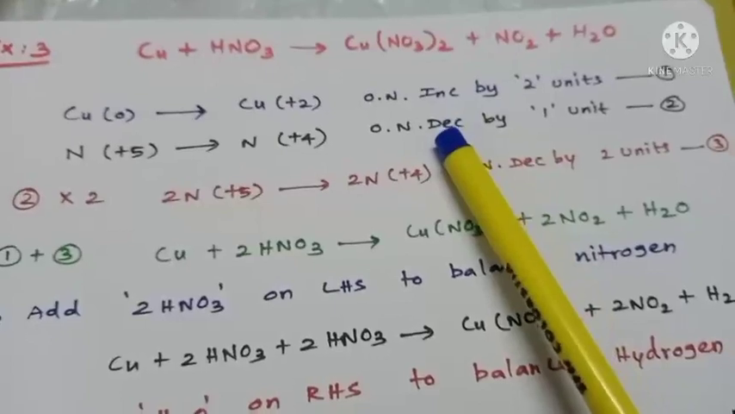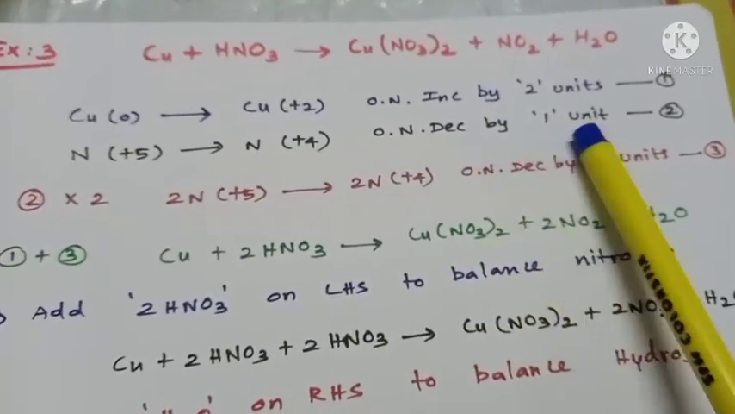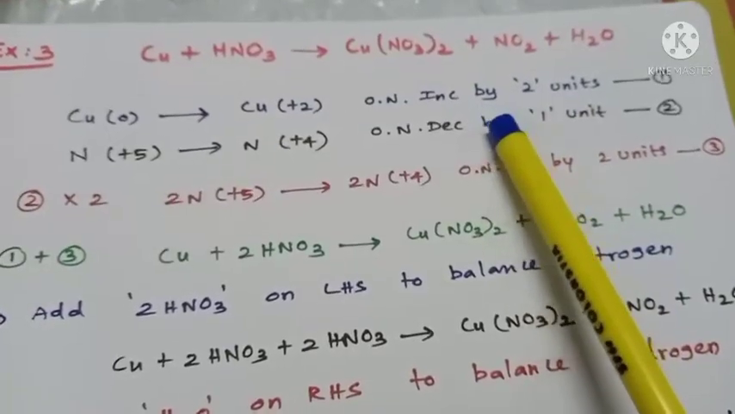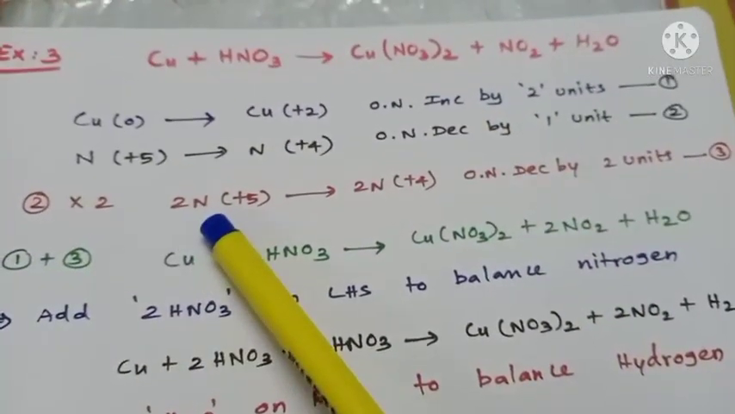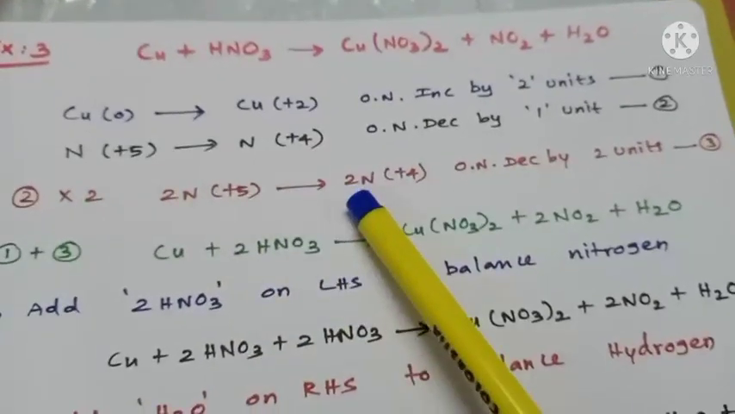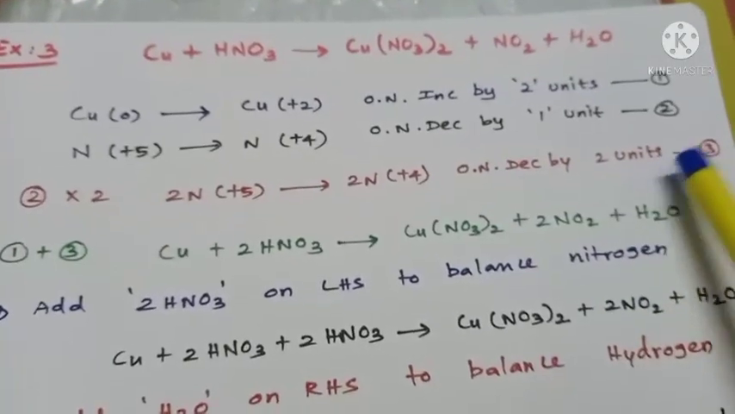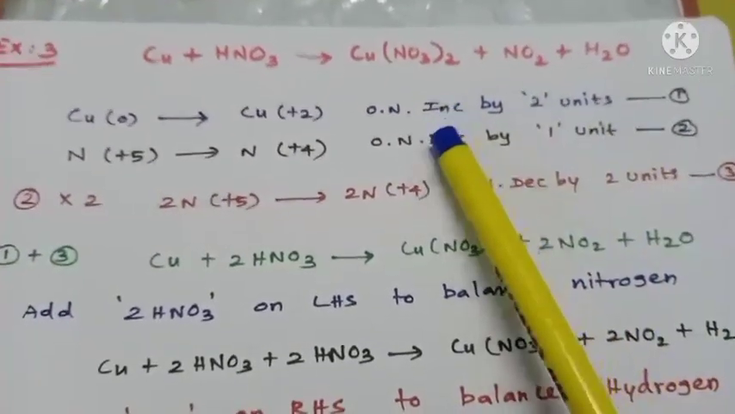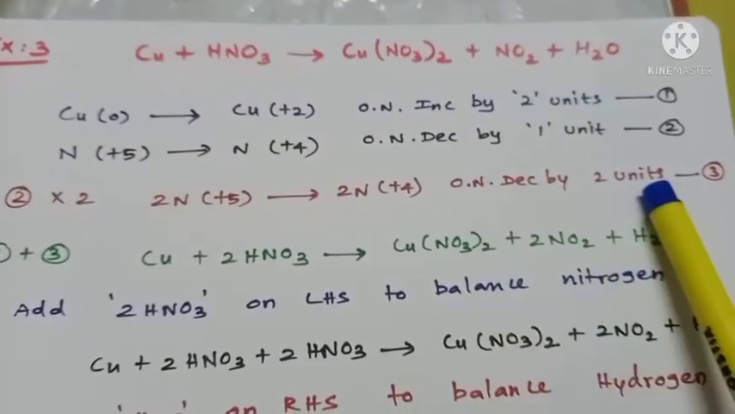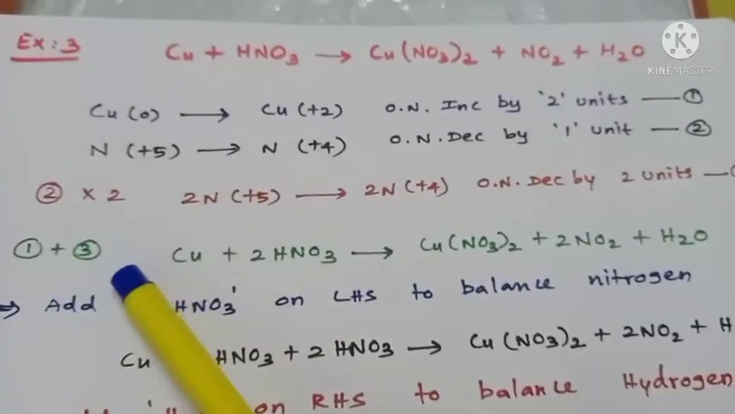Right, our increase in oxidation number is 2 units, decrease in oxidation number is 1 unit. So let us make this also 2 units. So equation 2 is multiplied by 2. So the 2 nitrogen +5 state becomes 2 nitrogen +4 state. Now oxidation number decreases by 2 units. So this is equation number 3. Now oxidation number increases by 2 units, decreases also by 2 units. Let us add equation 1 and 3. Equation 1 and 3 are added.